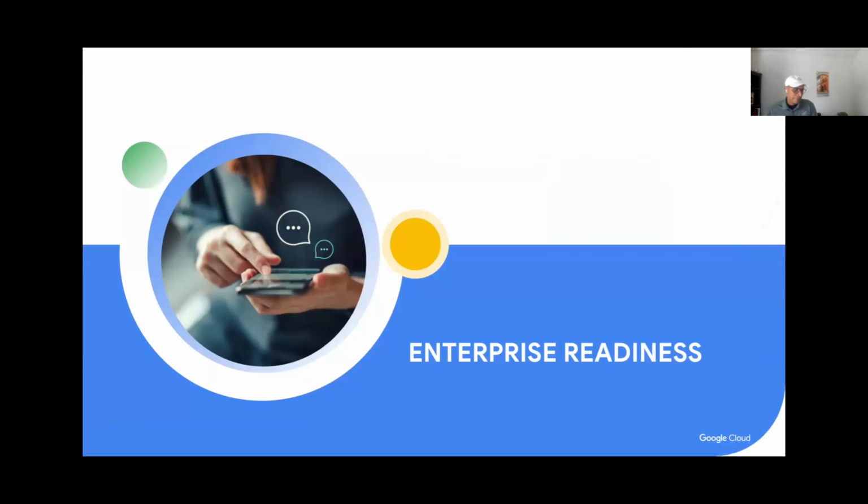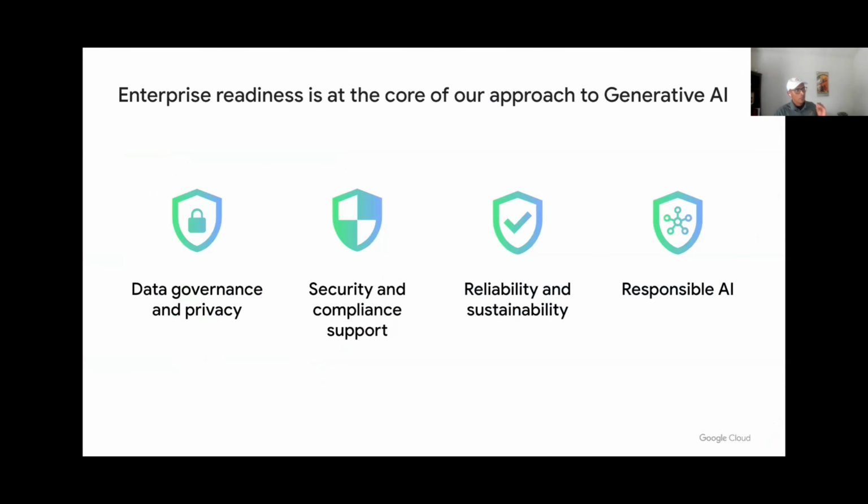The biggest question everyone has is, is Google enterprise ready? So that's what I want to talk about. What are the factors to highlight our enterprise readiness? These are the four pillars: data governance and privacy, security and compliance support, reliability and sustainability, and responsible AI. These basically cover our enterprise readiness for generative AI.